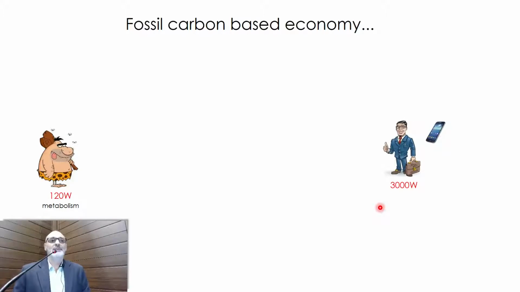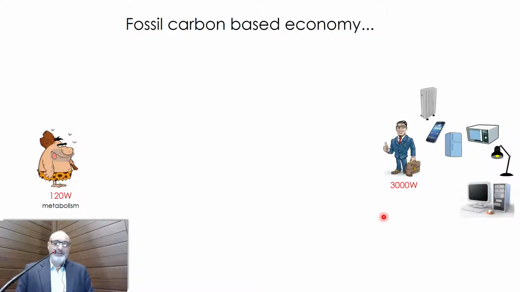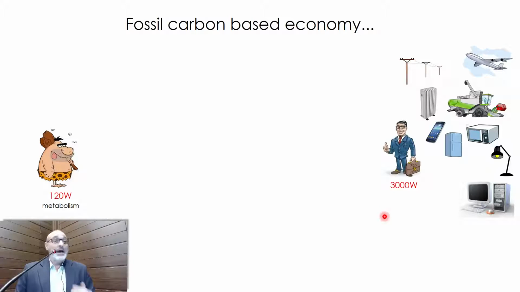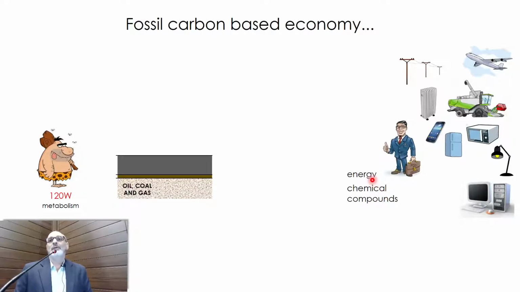We need cell phones, we need refrigerators, we need microwaves, illumination. Public illumination is a very disruptive technology in our society. We need computers, we need heating, air conditioning, we need transportation, we need agricultural machines, energy to plow, energy to harvest. To do this, we need energy, we need to make energy carriers, and we also need chemical compounds.